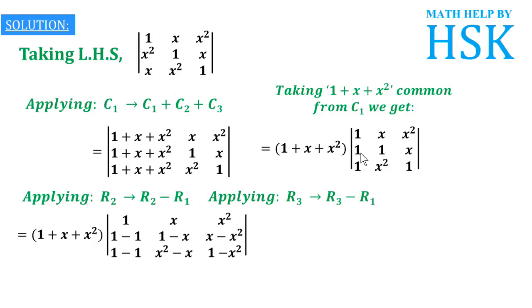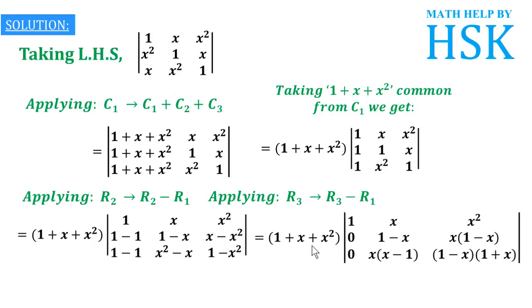I'm going to get the determinant like this: 1, x square, 1 minus 1, 1 minus x, x minus x square. You can see from the elements of the second row, we have subtracted the elements of the first row. And similarly, from the elements of the third row, 1 minus 1, x square minus x, and 1 minus x square. So I'm going to get this as equal to 1 plus x plus x square times the determinant 1, 0, 0, x, 1 minus x, x into 1 minus x. Here I've taken x as common, so I'm going to get x into x minus 1. Here again I've taken x common, so I'm going to get 1 minus x, and this 1 minus x square can be written as 1 minus x into 1 plus x.